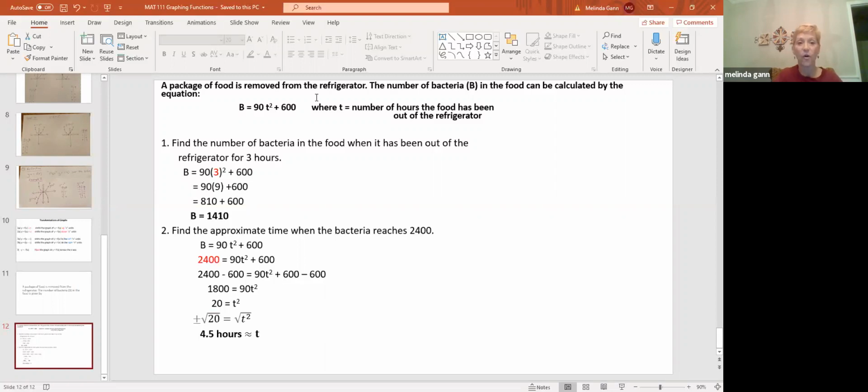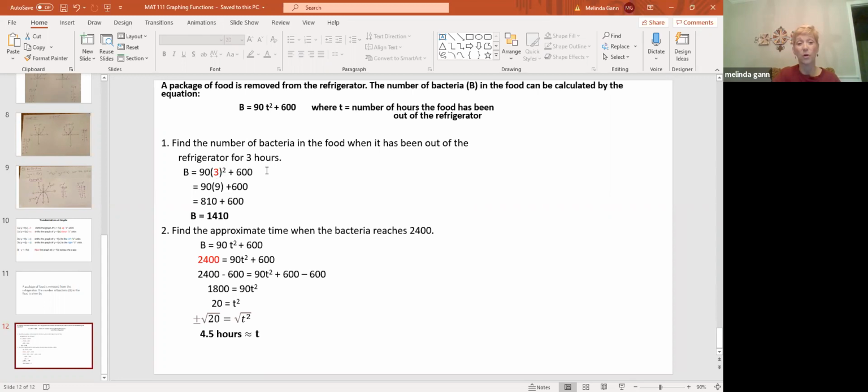So this formula, if I know the T is the number of hours that it's been sitting out, and then B is how much bacteria is growing on my food. So look what I said. I said, find the number of bacteria in the food when it's been out of the refrigerator for 3 hours. Now, what is that 3? Is that my time or is that my bacteria? See, that's the time it's been out of the refrigerator in hours. So I put 3 in for T.